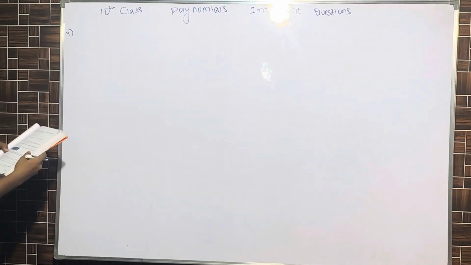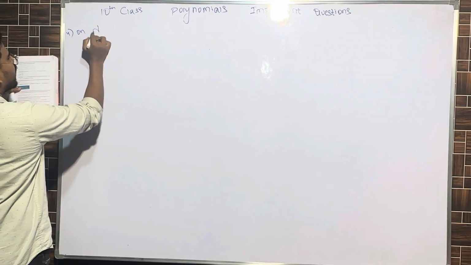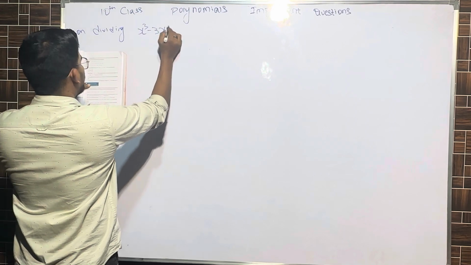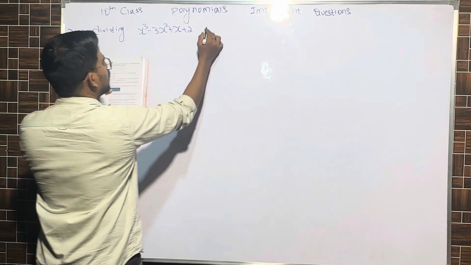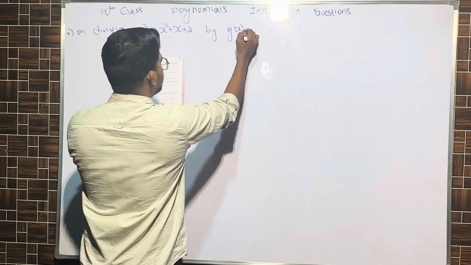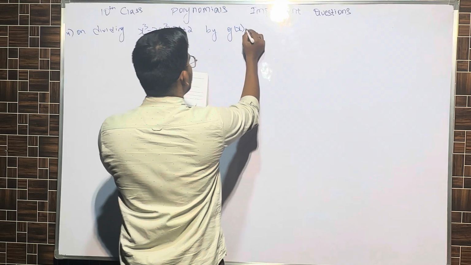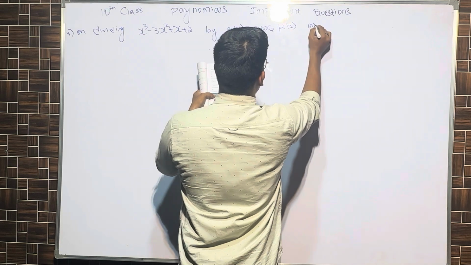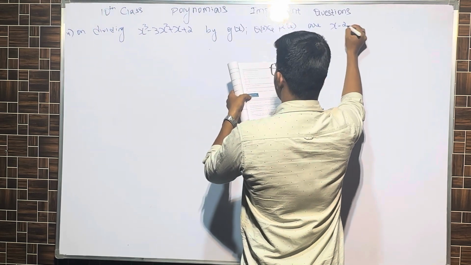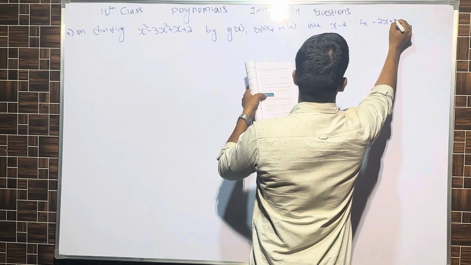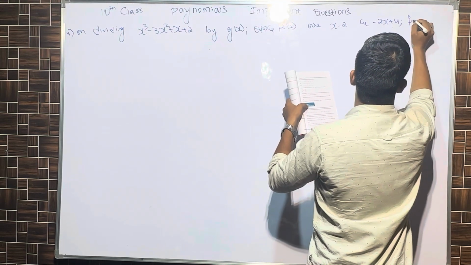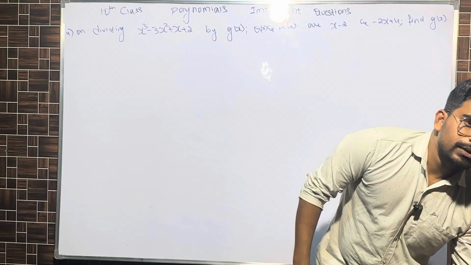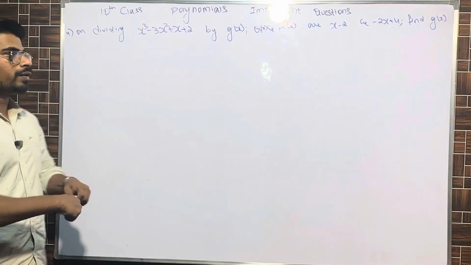Let me write the question. On dividing x cube minus 3x square plus x plus 2 by some polynomial g of x, the quotient and remainder are q of x and r of x. What are those? x minus 2 and minus 2x plus 4. We have to find g of x. Chalo, how do we do this?